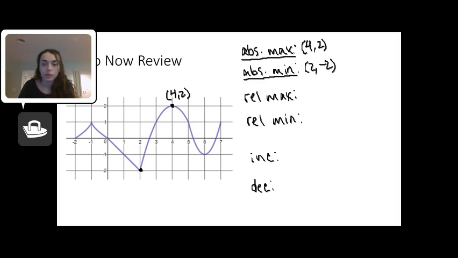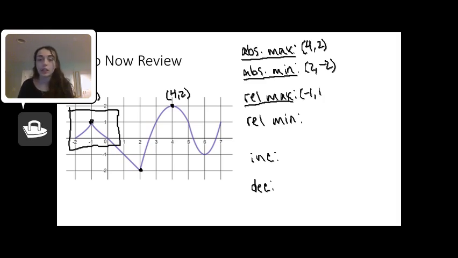Okay, so now we have relative maximums. Can anybody raise their hand and tell me what a relative maximum is as opposed to an absolute maximum? Yes, Theo. Okay, so you're close. A relative maximum is a maximum on a certain snapshot of the function, right? So if we were looking at this snapshot right here, Theo, what would the maximum value be? That's great. So -1, 1. So this is a relative maximum, right? Because it's not the highest point on the entire function. It is in just this snapshot.